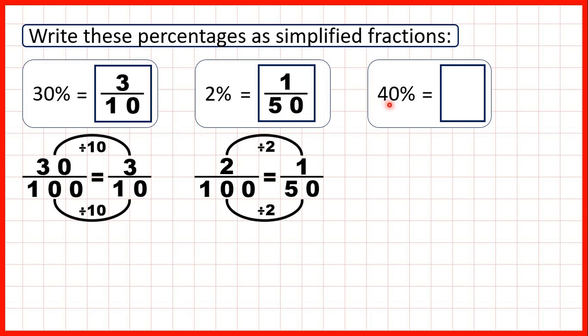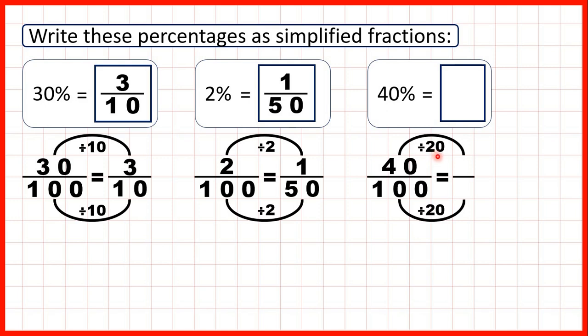Finally, we have 40%, so that's 40 over 100. Now there are lots of common factors. 40 and 100 are both multiples of 2, multiples of 4, multiples of 5, multiples of 10, but the highest common factor of 40 and 100 is 20.